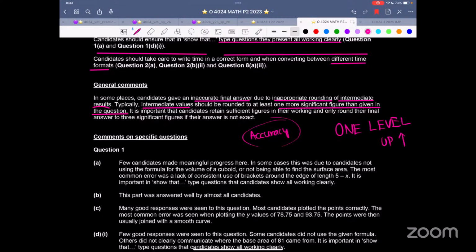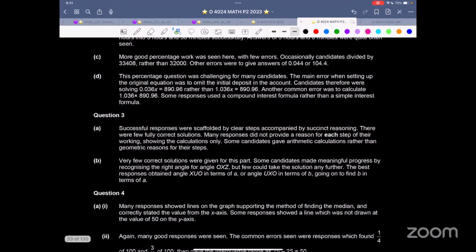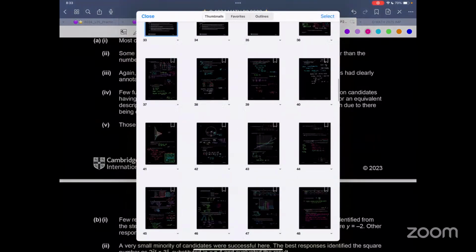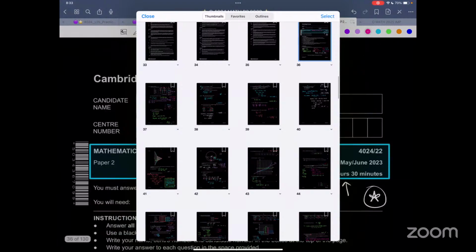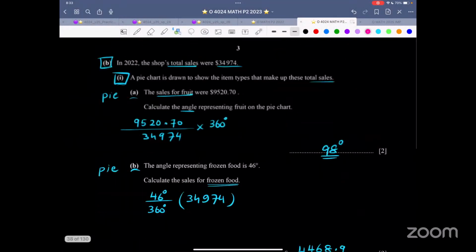Got it? It is important that candidates retain sufficient figures in the working and only round the final answer to 3 SF if the answer is not exact. So these are the main things that they ask. Let me just go to another paper. And this is something basic.